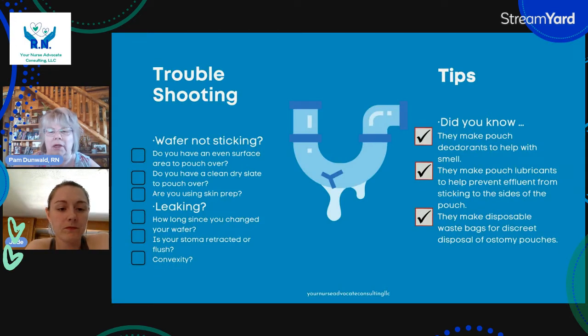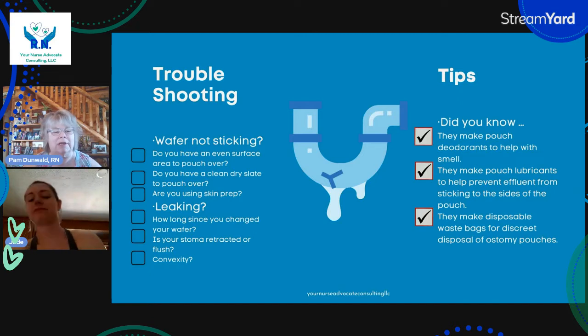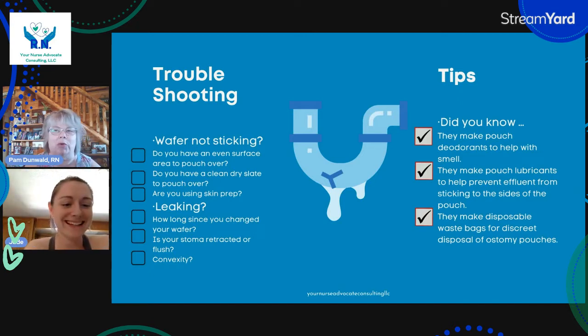Okay, let's talk a little bit about troubleshooting and some tips. So this is kind of where the rubber meets the road, and I think can be troublesome and very frustrating, especially when you have a new ostomy and your stoma size changes because it'll shrink, and all those kind of joyful things. But Jade, can you just touch base on those and walk us through some of those things?